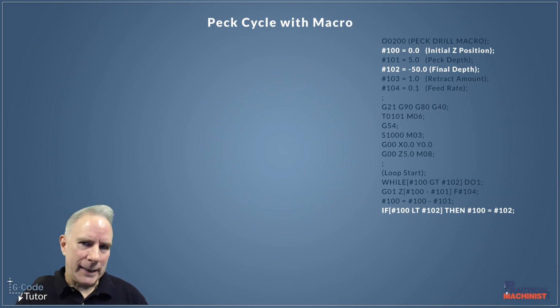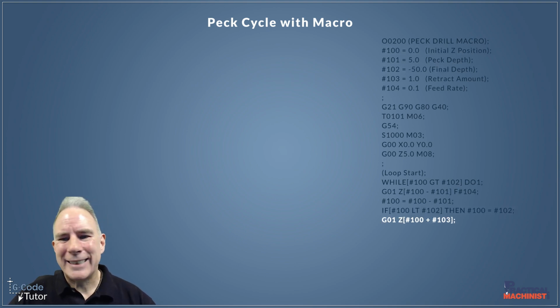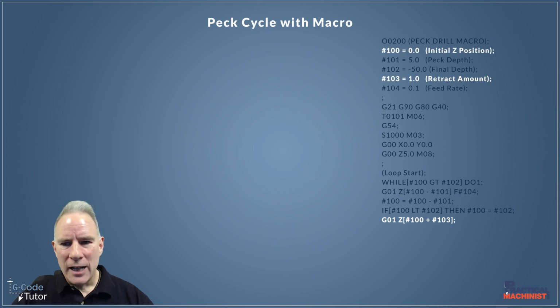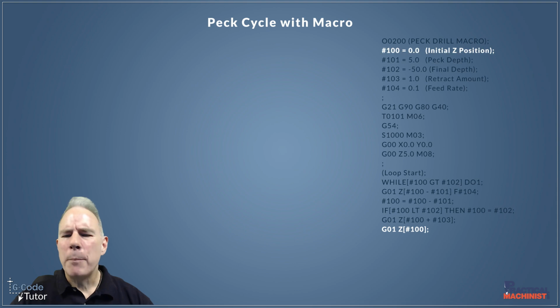So that's basically what this line is doing here. Okay, so let's move on to the next line. And we can see here we've got another G01 move, and we're setting Z at variable 100 plus variable 103, which is our retract amount. Now finally, we have another linear move, our G01 here, and we're setting our Z to the initial Z position, but we've been changing this variable 100 throughout this code.